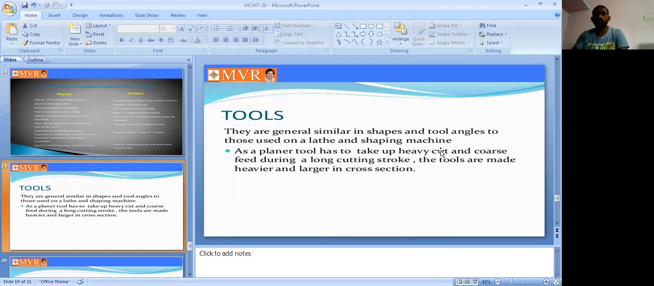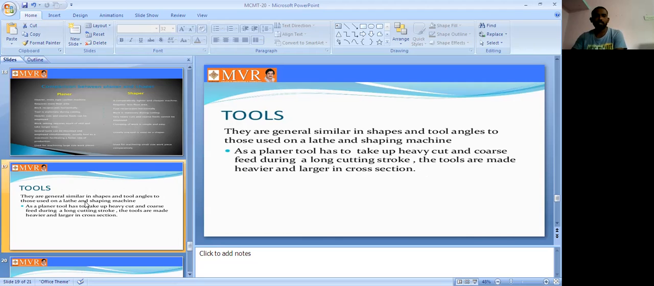And as a planer tool has to take up heavy cut and coarse feed during a long cutting stroke, we use planing tools to cut heavy workpieces. During a long cutting stroke, the tools are made heavier and larger in cross section. Why? Because we produce flat surfaces on large size workpieces, that's why the tool is made heavier and larger in cross section.